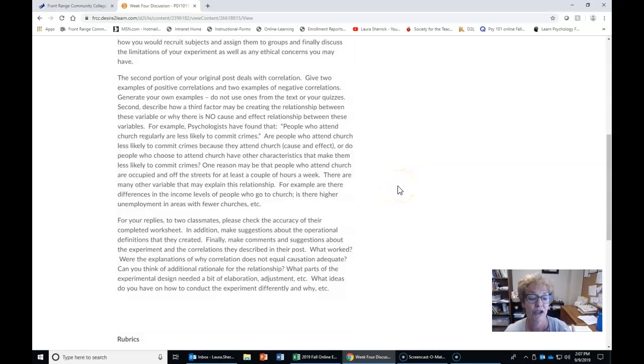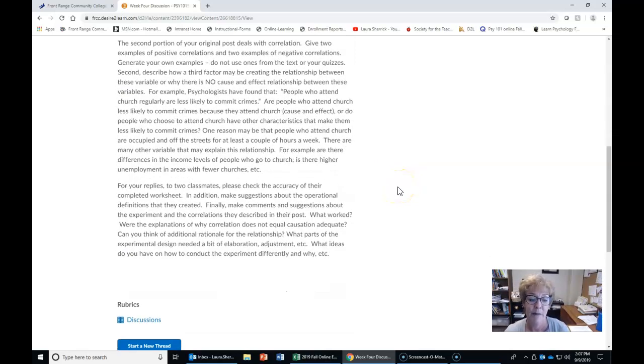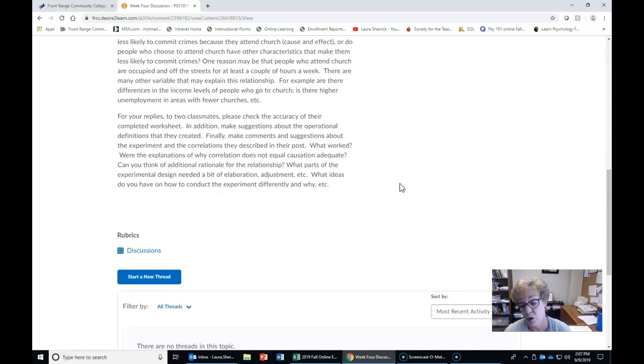So please make sure to describe other things that might be impacting the correlation and why the correlation is positive or negative, for both of your examples, for positive and for negative. And then last, on your replies to your classmates' original posts, check the accuracy of their worksheet, make suggestions for the operational definitions that they created, make comments and suggestions about the experiment and the correlation they described in their post. Are their correlations really positive, the ones that they identified as positive, and the negatives really negative?